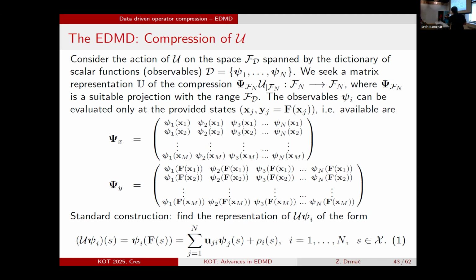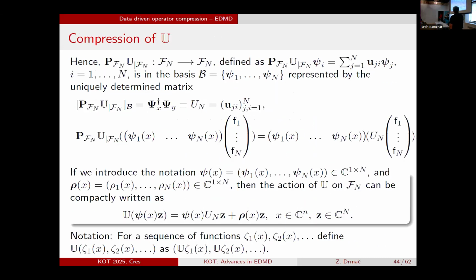Okay, so I will now first very quickly run over the EDMD just to repeat the notation. So basically, again, we pick some dictionary. We have 2 sets X and Y of data snapshots. We build the EDMD matrix. And again, there is a compression U sub n of the operator onto an n-dimensional subspace. And then that matrix represents the operator on that subspace in this way. The Z are the coefficients of the vector in this basis, and U_n times Z are the coefficients of the action of U onto that psi.